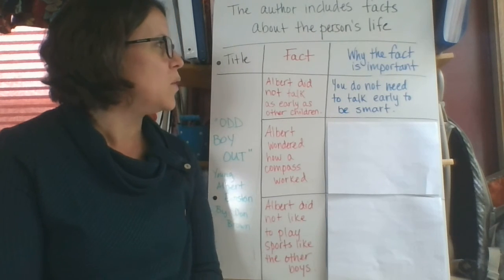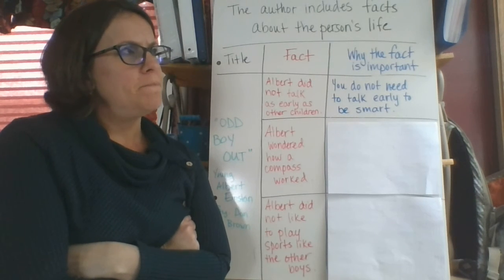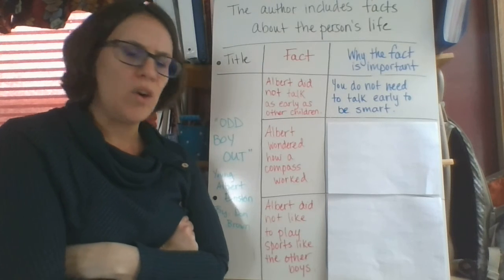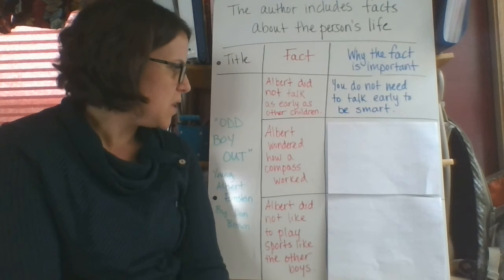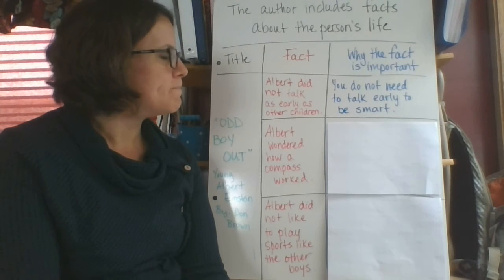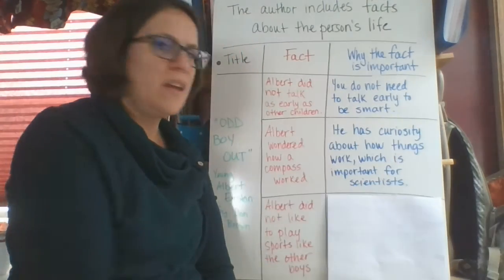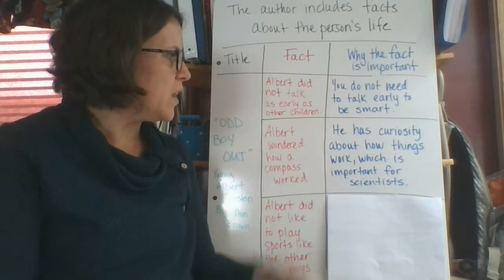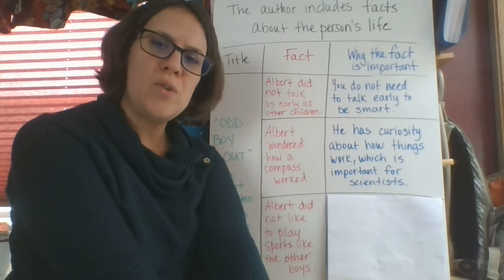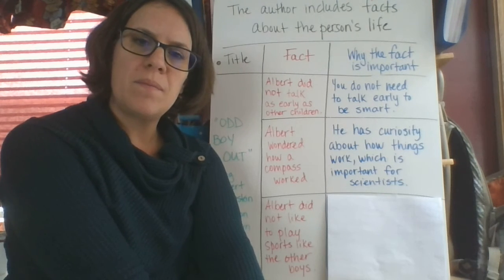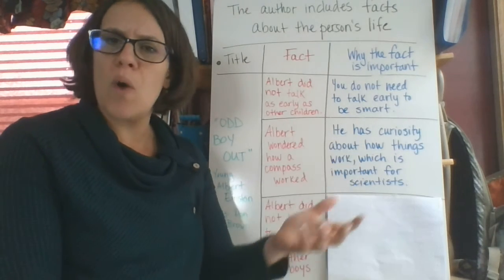Give you a second. Think about it. Why is that fact important? Why would Don Brown put that in there? Let's think about it. Ready to find out? Well, he wanted you to know that Albert has curiosity about how things work, which is important for scientists. Not only to know how things work, but why things work.